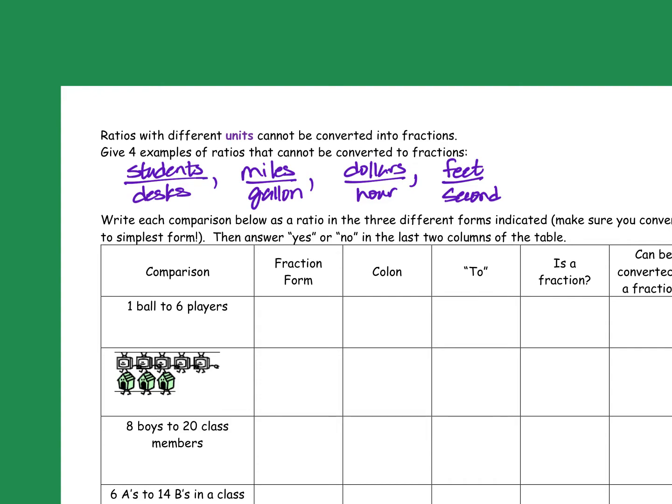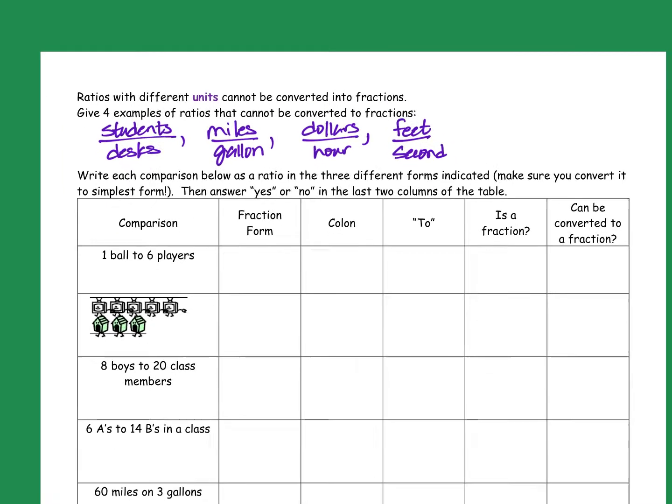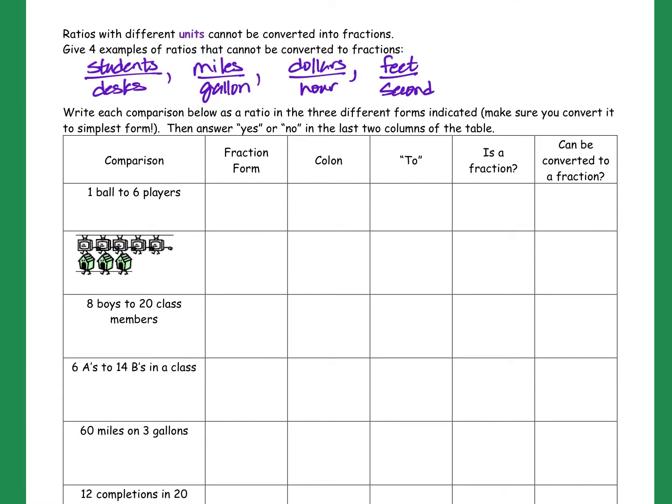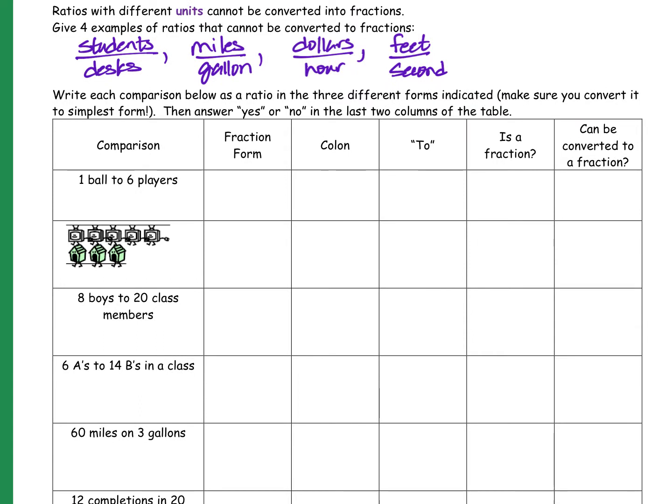Okay, so we're going to go through this little table here, and we're going to write them as fraction form, as a colon, as a "to". And then we're going to decide, is it a fraction? And if it is a fraction, or if it isn't a fraction, can I convert it to a fraction? Okay, if it's already a fraction, can it be converted to a fraction? Well, yeah, it's already a fraction, right? But can I convert the ratio to a fraction? So 1 ball to 6 players. How would I write that in fraction form?